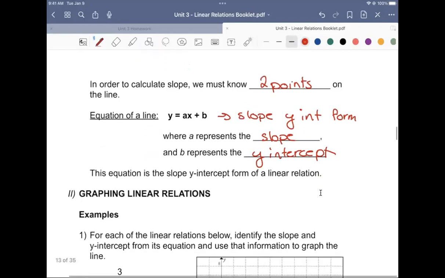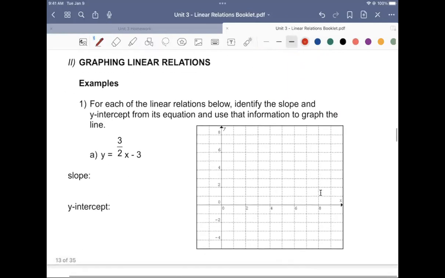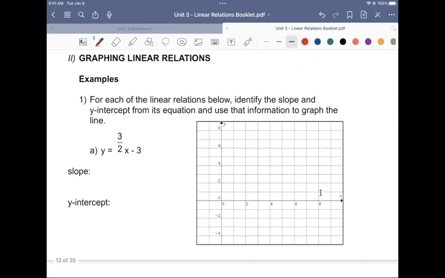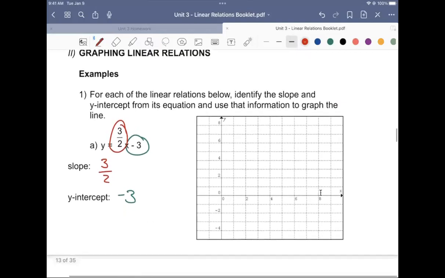So when we are graphing linear relations, one thing that you want to keep in mind is that we are always going to start by identifying our slope and identifying our y-intercept. Based on this equation, I know that my slope is 3 over 2 and my y-intercept is -3. I'm just going to change the color and circle the -3 so you can see where I got that from. So our first step is to identify those two values.